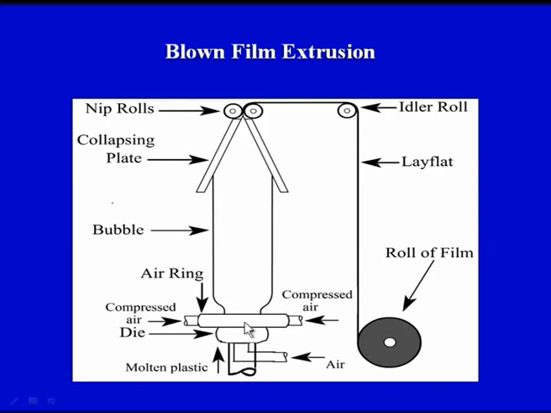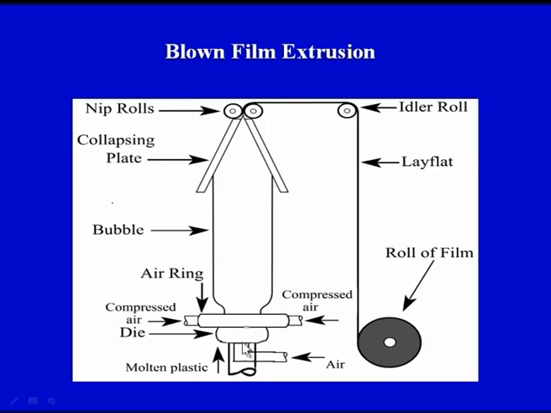Molten plastic is entering the die and the air is blowing out the molten plastic. This is the air ring. Compressed air is entering from here and from this side also, and this is the bubble which we were talking about. This is the bubble which is formed, and this is pulled up with the help of these nip rolls.